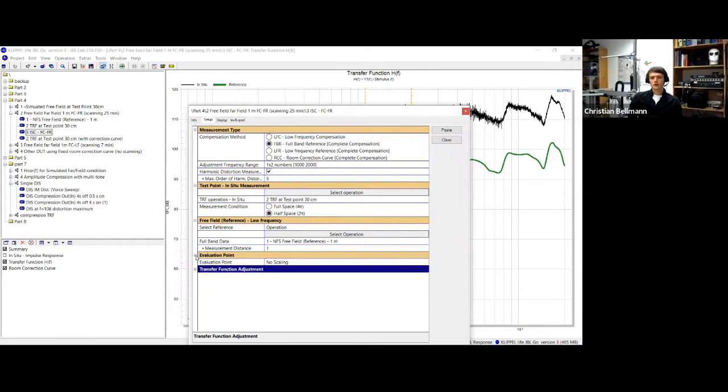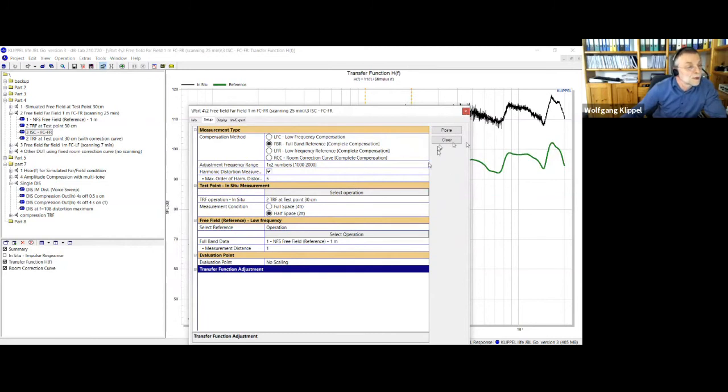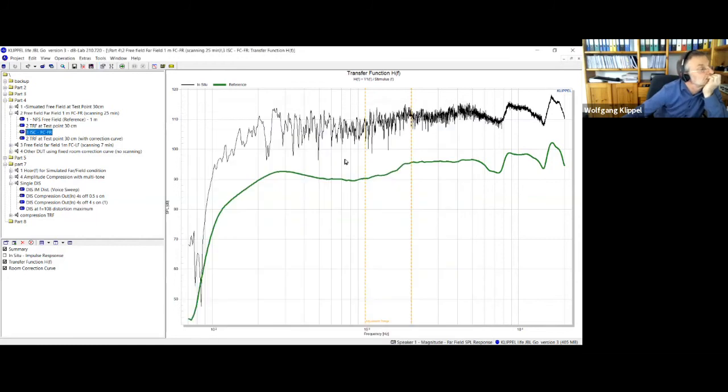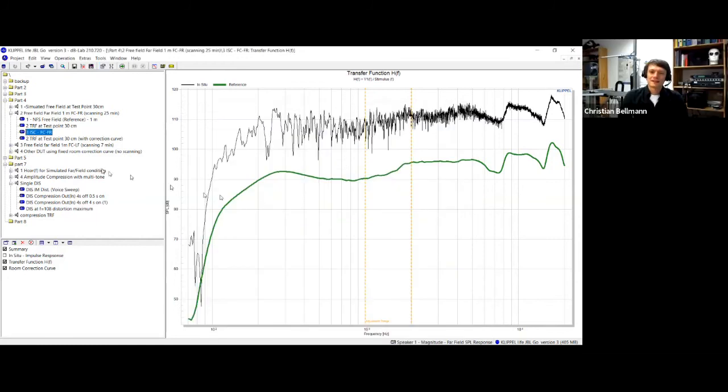Yeah, we did no additional scaling. We just used the reference curve as it is. Because the reference curve, the free field curve, is already a full space curve at 1 meter distance, we don't have to apply additional scaling here. Okay. Yeah. Correct.